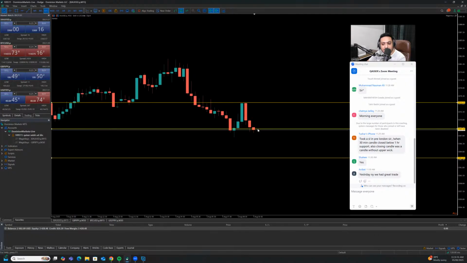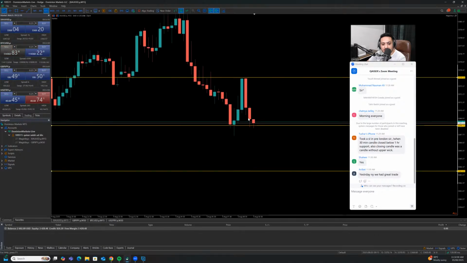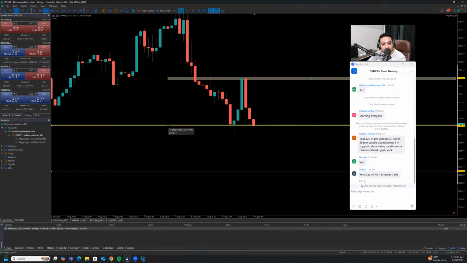On the 15-minute time frame, we're having a support here, and the candle closed within the support area. It broke the low, but it could not close below the support area. So we're still holding this resistance, and at the same time we're having the support here. This makes sense. H1 is still open actually.